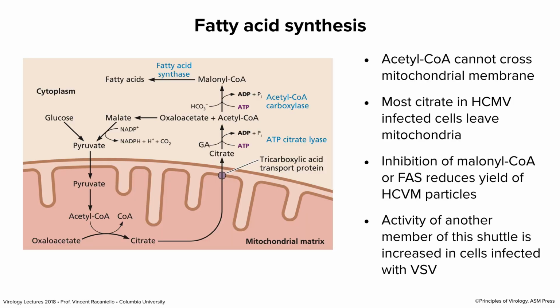Fatty acids are also important, and their synthesis is tweaked by virus infection. Here, remember, when we metabolize glucose, we end up with pyruvate, and that gets imported into the mitochondria, and there it's made into acetyl-CoA. Acetyl-CoA cannot cross the mitochondrial membrane, so it's converted to citrate, which can be exported, and then converted to precursors of fatty acids back in the cytoplasm. In cells infected with human cytomegalovirus, the action of a number of viral proteins pushes citrate out of the mitochondria into this fatty acid pathway.